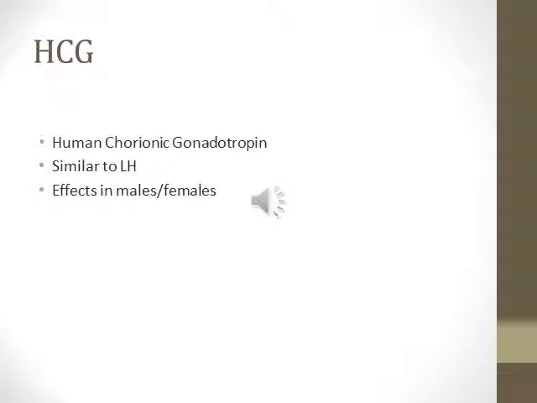HCG is the last thing we're going to talk about. So human chorionic gonadotropin is a hormone similar to luteinizing hormone. Here's what human chorionic gonadotropin does in males and females. For females, it stimulates ovulation in the ovaries, and in males, it stimulates the testes to produce testosterone. So it has those effects in males and females. Again, it mimics what luteinizing hormone does in individuals.